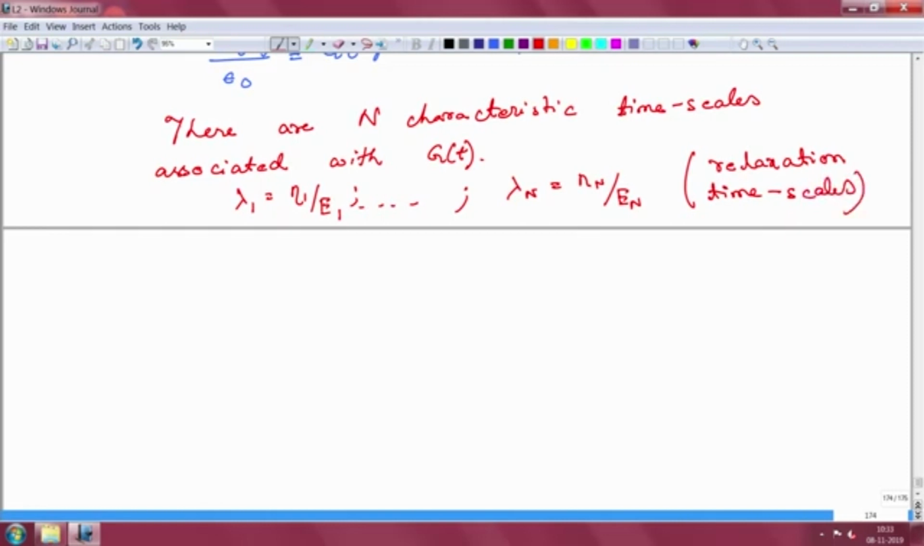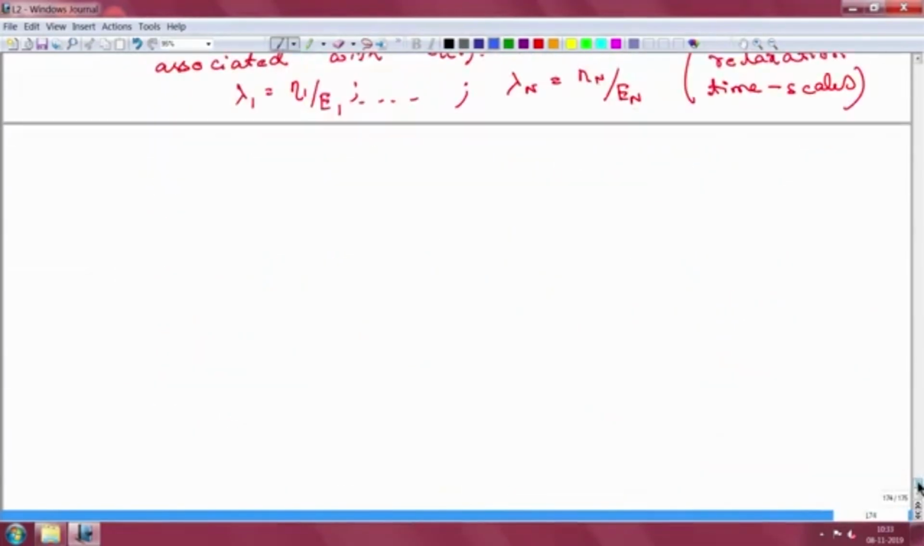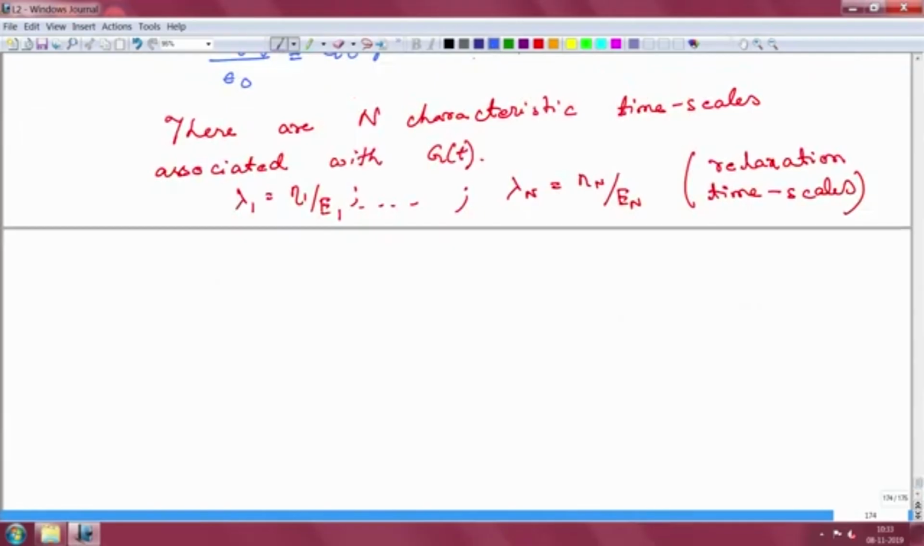So, what we have done now, we can again redo for the creep response. We did the stress relaxation function. Now we will do the other one, which is the creep compliance function or the creep response. So, let us look at the creep response. In this case you will just have the opposite.